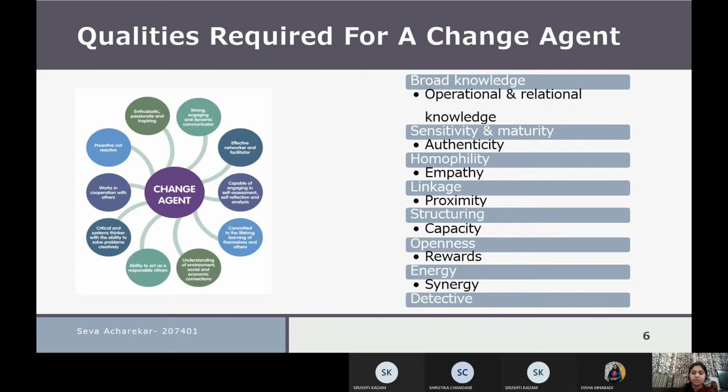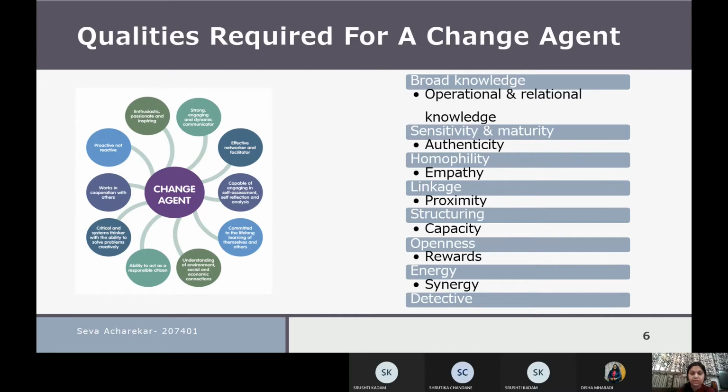Qualities required for a change agent: broad knowledge, and operational and relational knowledge. A change agent should have overall knowledge of the organization and its environment. Sensitivity and maturity: a change agent should be sensitive enough to others and mature to promote the values of an organization. One should be authentic, homophilic, and empathetic to others, which helps in building better social connections.